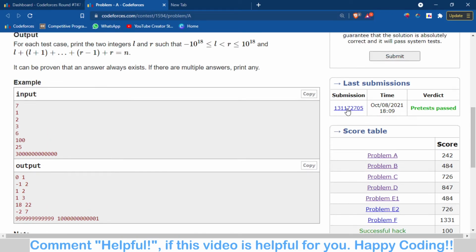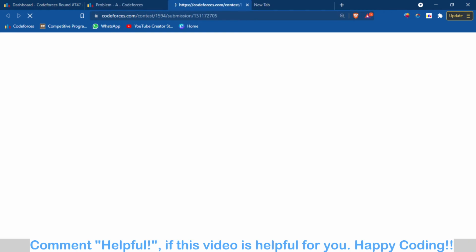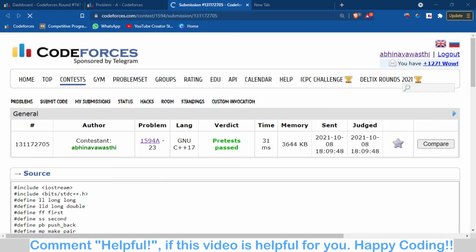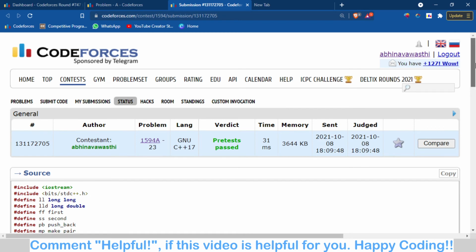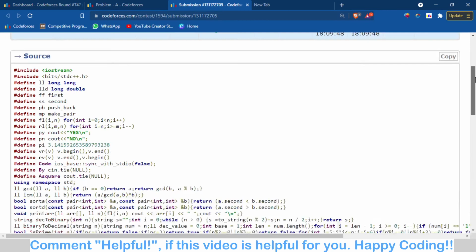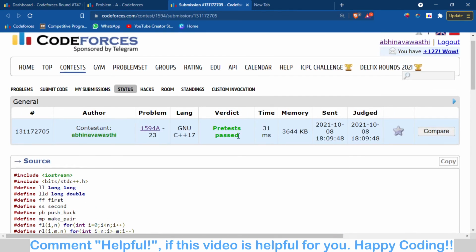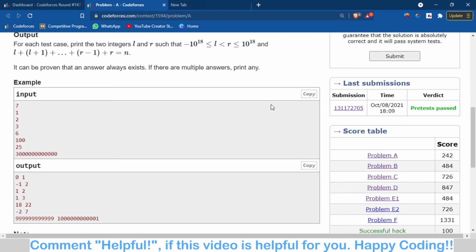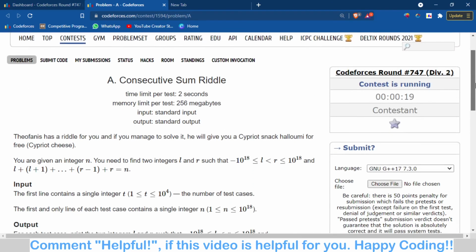So this is my code, let's check it. What I have done here is, I have just outputted minus of n minus 1, means the negative of n minus 1, and n as the output, and it is a right answer as the pretests passed, and it will be accepted also. So this is the output of this solution. I hope you understand what I am trying to say.